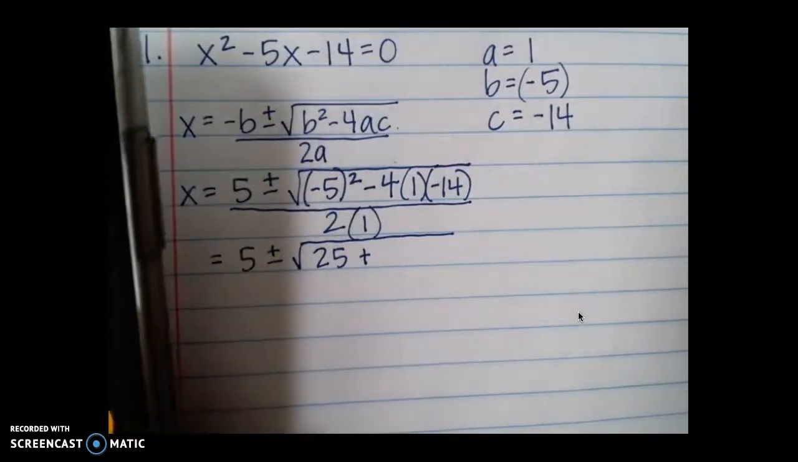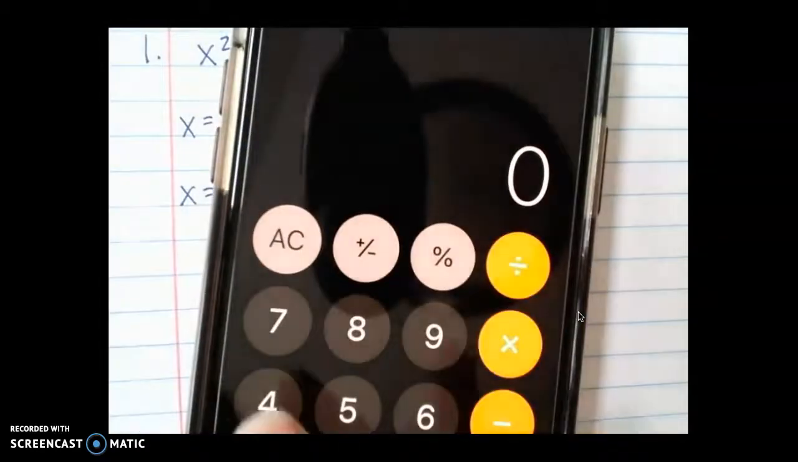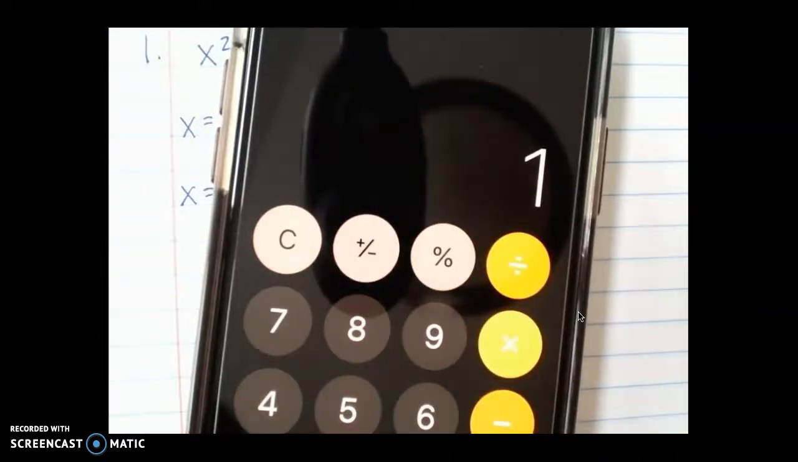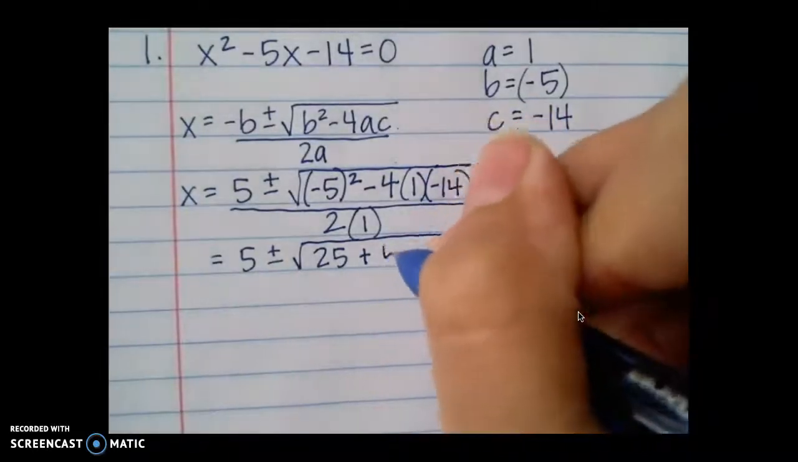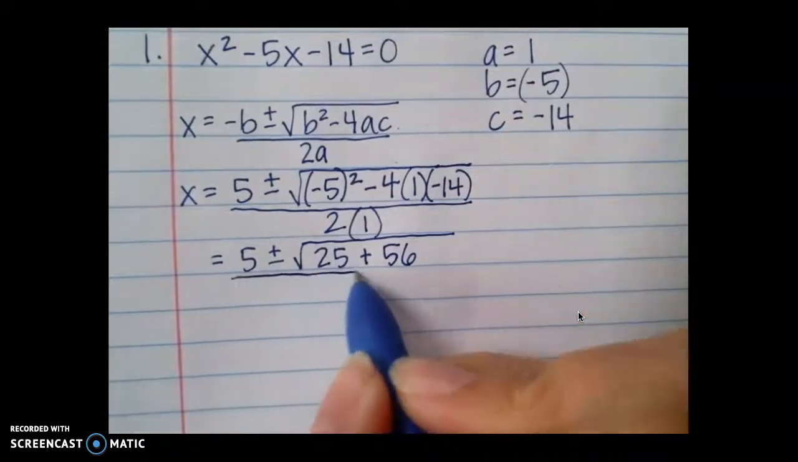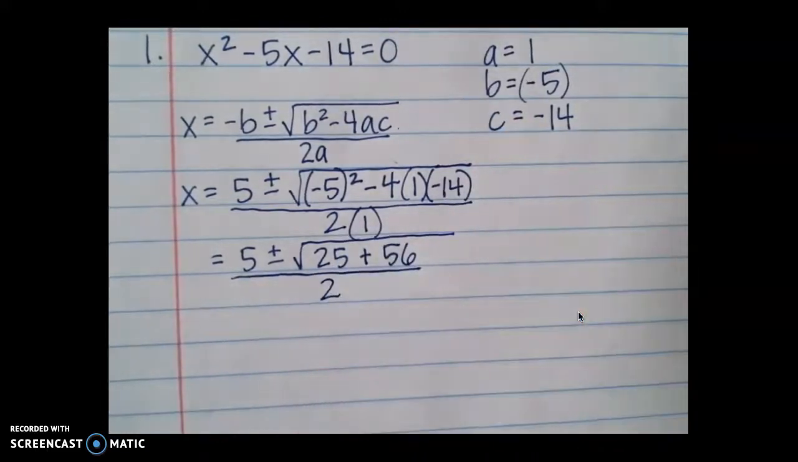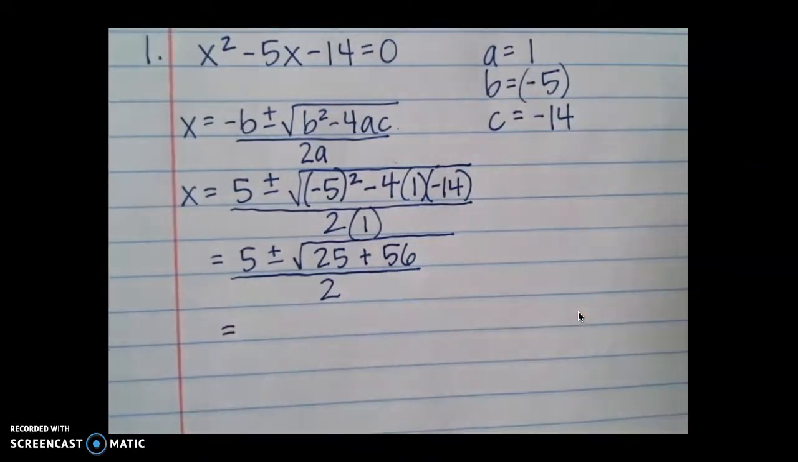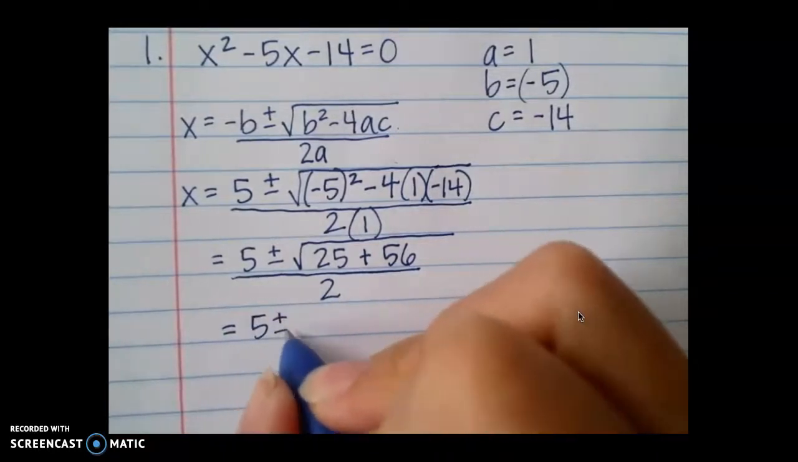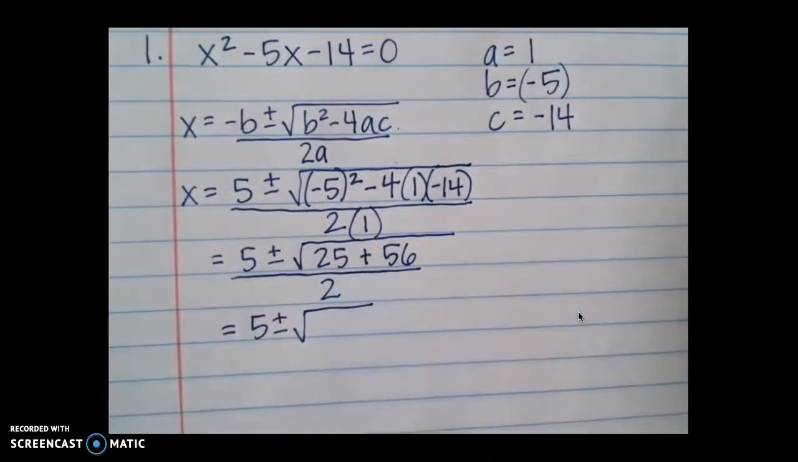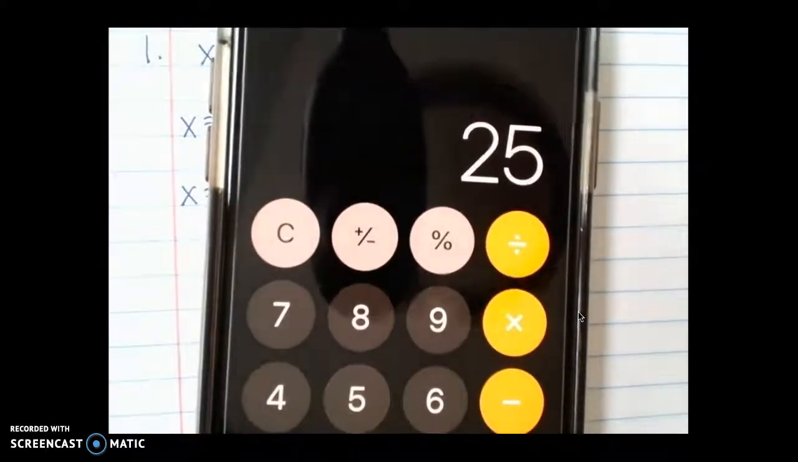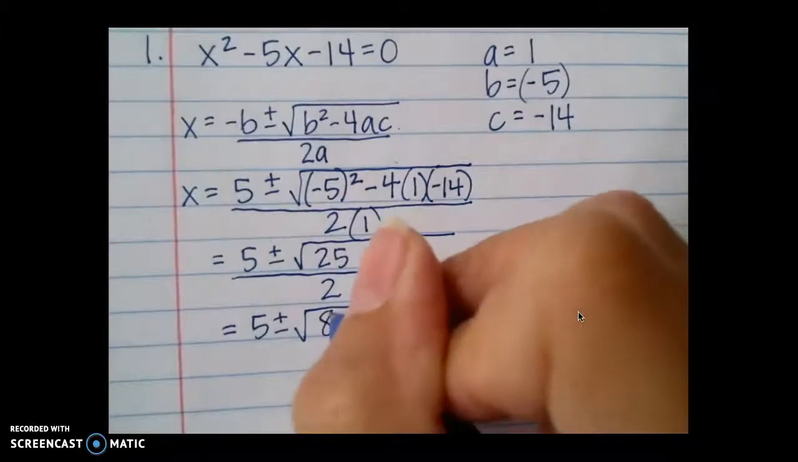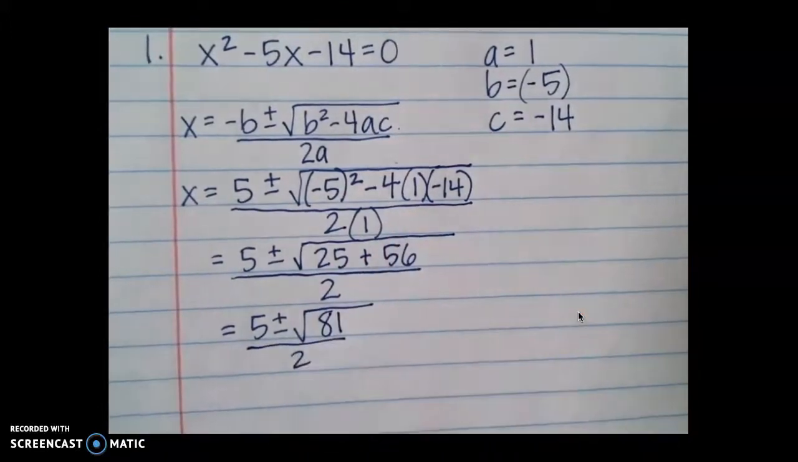So if we take negative 4 times 1 times negative 14, that is positive 56. So plus 56, and that whole thing is all over 2 times 1, which is 2. All right, let's keep going. Break it down even farther. Keep 5, plus or minus, keep that. Let's shorten up 25 plus 56. 25 plus 56 is 81, all over 2. See, you guys have to memorize this song. I promise it'll help. Okay.